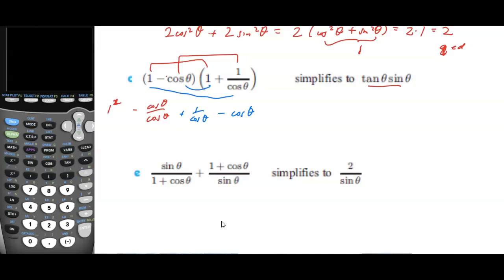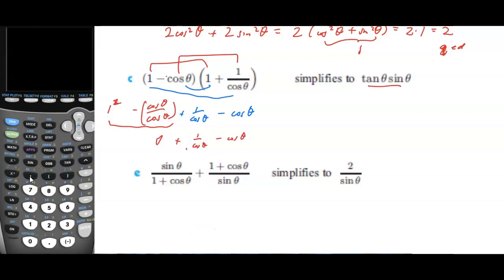Cosine theta over cosine theta is 1, of course, so this is equal to 1. 1 squared is 1, of course, so 1 squared minus 1 is just 0. Then I'm left with 1 plus cosine theta minus cosine theta. How is that going to become tan theta times sine theta? Not sure, but we do need sine somehow.